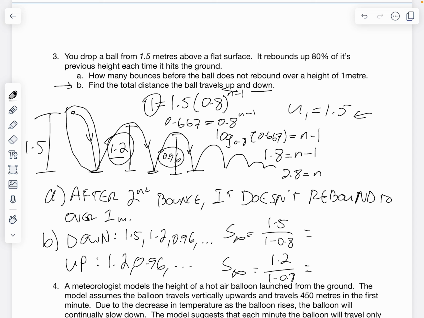So the downs: 1.5 over brackets 1 minus 0.8, or just 0.2. I get 7.5 meters total going downwards. And the ups, we got 1.2 over 1 minus 0.8. Oh, I missed a division sign. Insert division sign. There we go, 6. So all together, up and down, 13.5 meters.